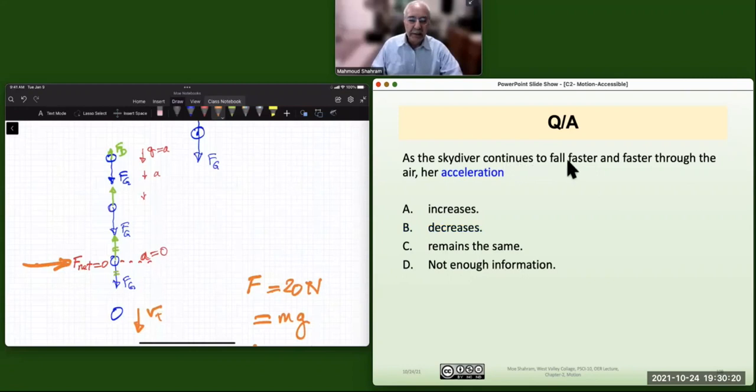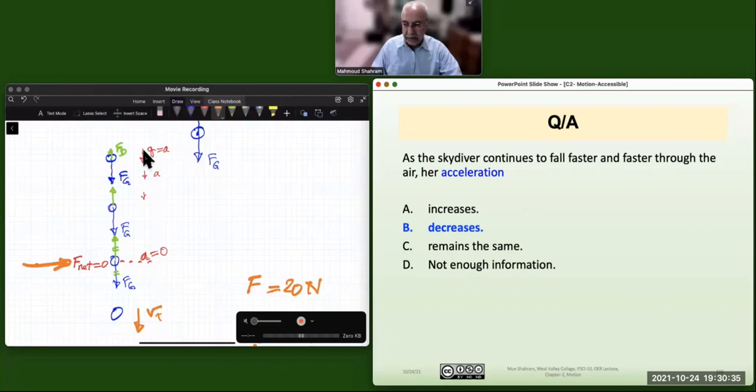As the skydiver continues to fall faster and faster through the air, what happens to her acceleration? Well, we just talked about it in this picture right here. The acceleration is going to decrease, starting from g, becoming less and less until it becomes zero. And then she goes down at terminal velocity.